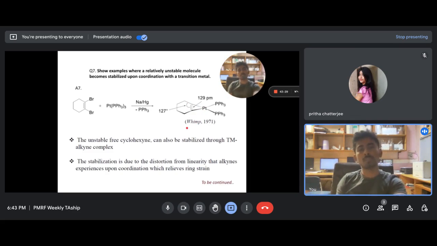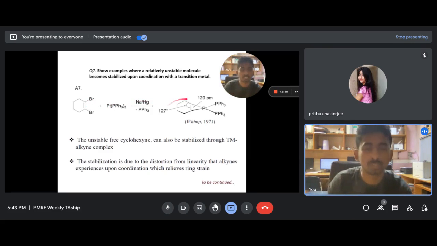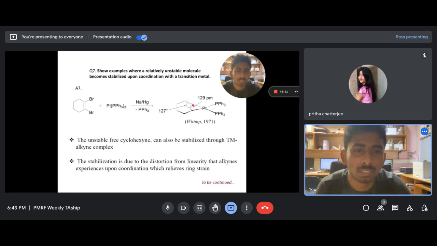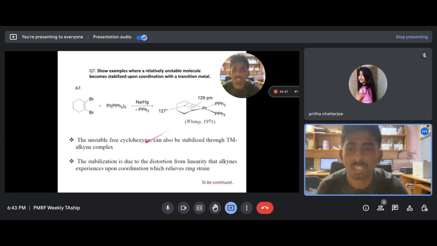This work was again done by Wimp in 1971. So here the sodium is reducing this system by eliminating 2 moles of sodium bromide. So the sodium is a reducing agent. So this platinum 0 is there, and 2 molecules are remaining. So these compounds will be electronically enriched, and this will be bound to the platinum center in this orientation.